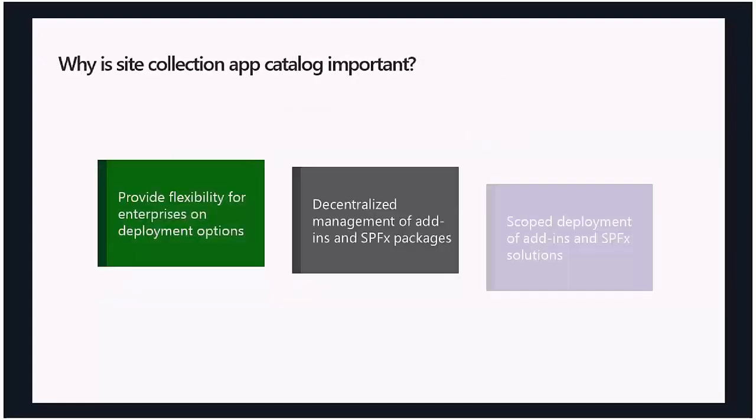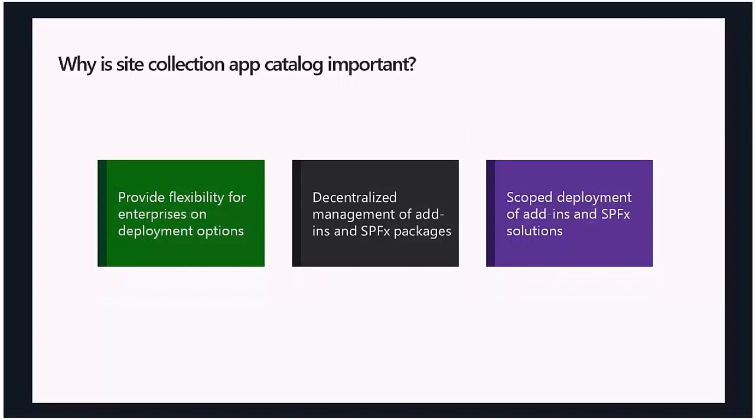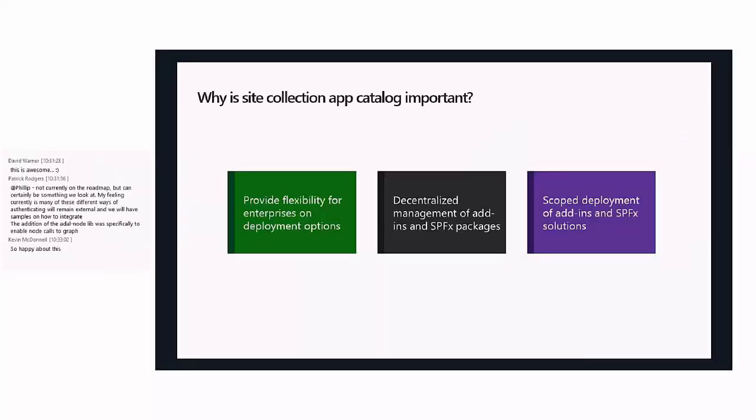But really the key point, or why this is so important, is that it absolutely provides flexibility for enterprises on the deployment options. So you're able to, for example, target some of your SharePoint Framework web parts only to be available in your global intranet, which is typically a classic publishing site, because SPFx works in a classic publishing site as well, but not to be available, for example, in a collaboration site. And that is absolutely a massive deal.